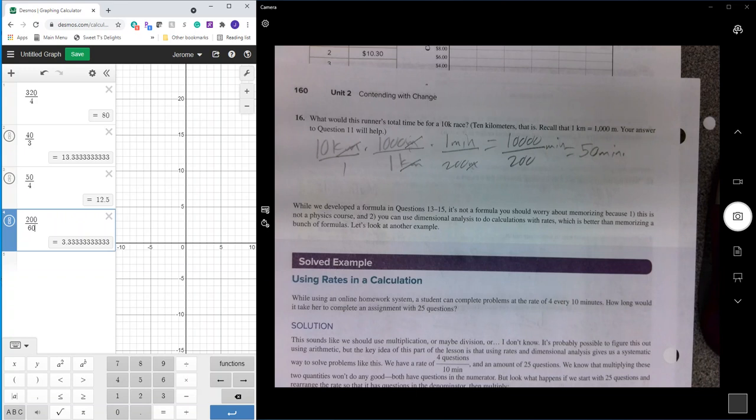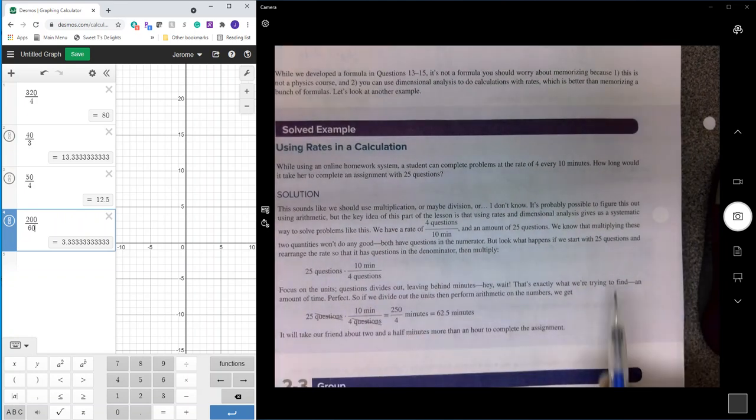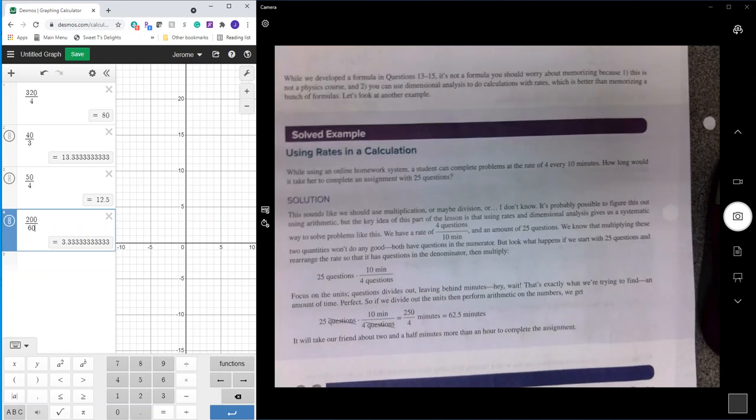It says, while we develop the formula in questions 13 through 15, it's not a formula you should worry about memorizing because one, this is not a physics course, and two, you can use dimensional analysis to do calculation with rates, which is better than memorizing a bunch of formulas. So let's look at another example. Now here we have the solved example, which I always tell you to read at your leisure. It gives you basically the dimensional analysis, basically what we did in problem 16.